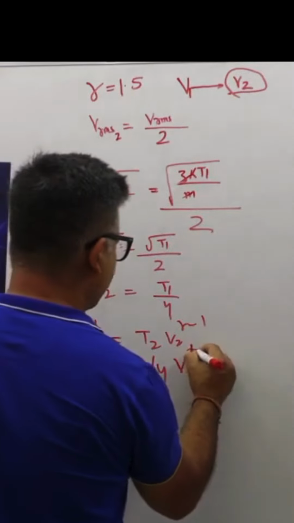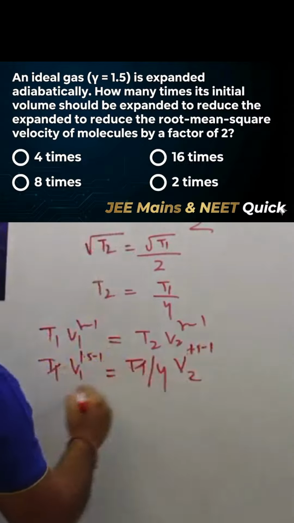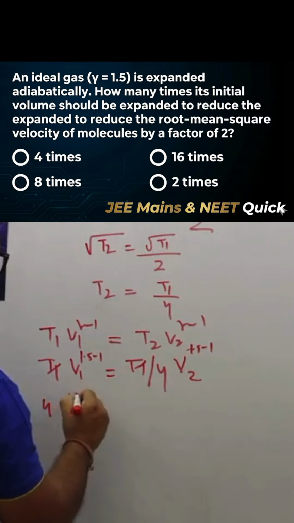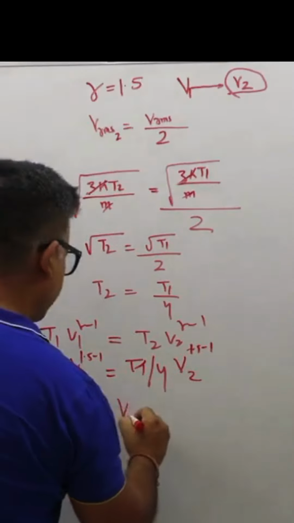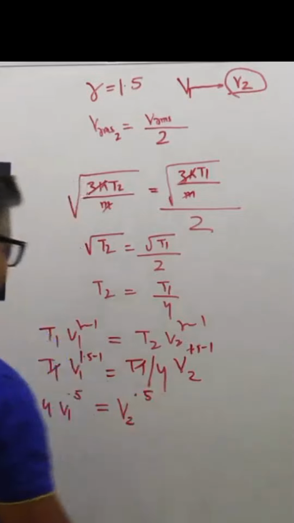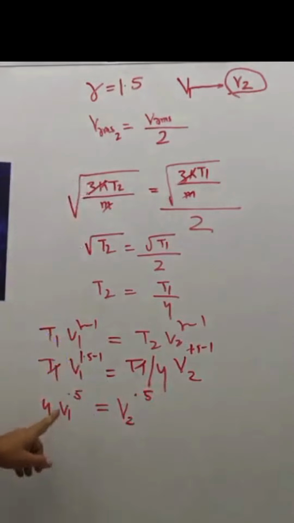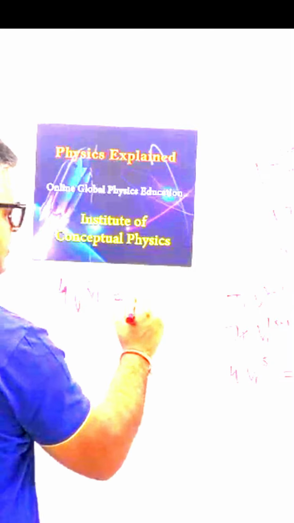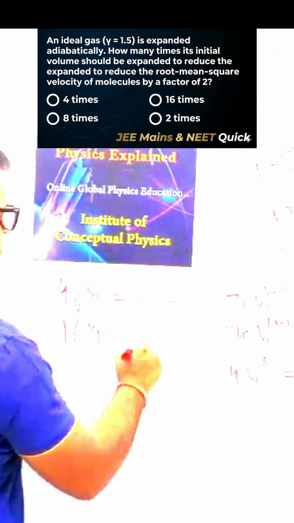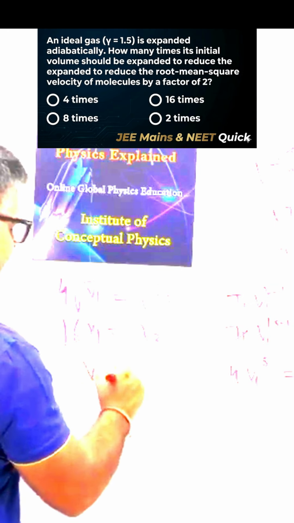So I'm going to write this as 1.5 minus 1, T, right? So 4V to the power 1.5 minus 1 is equal to V2 into 0.5. If I rewrite this, what exactly is this? This is 4 root of V1 is equal to root of V2, right? Power of 1 by 2 is nothing but root. Squaring both the sides, 16V1 is equal to V2, right? So the volume has to be expanded to 16 times the original volume. You have to increase the volume by 16 times to achieve what you have.